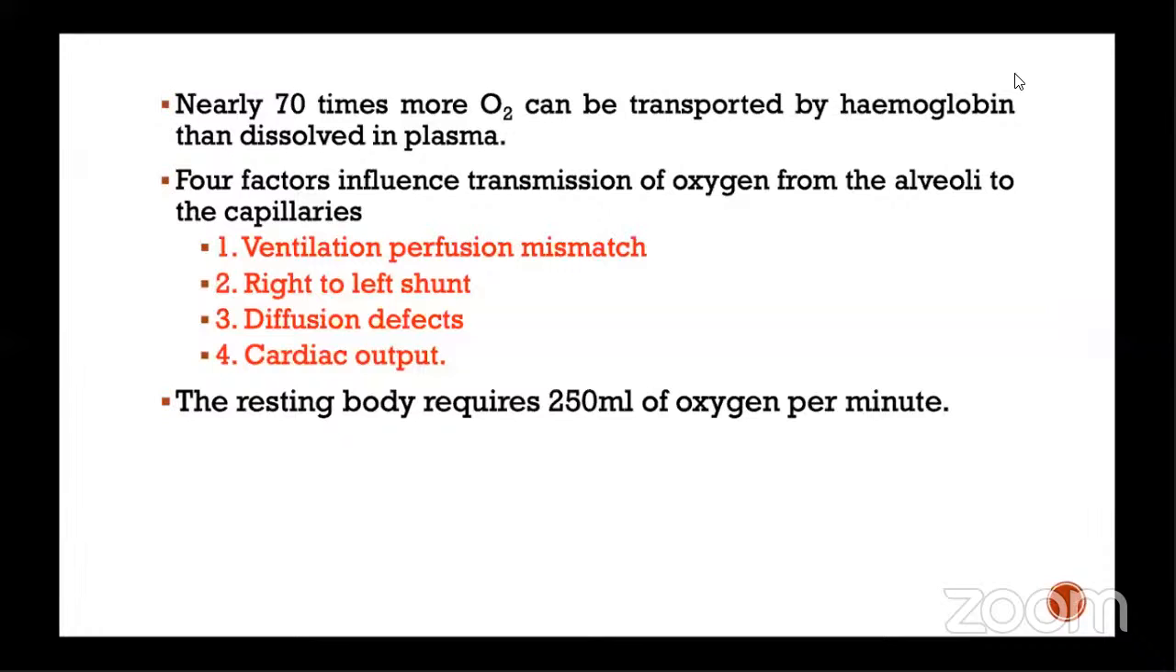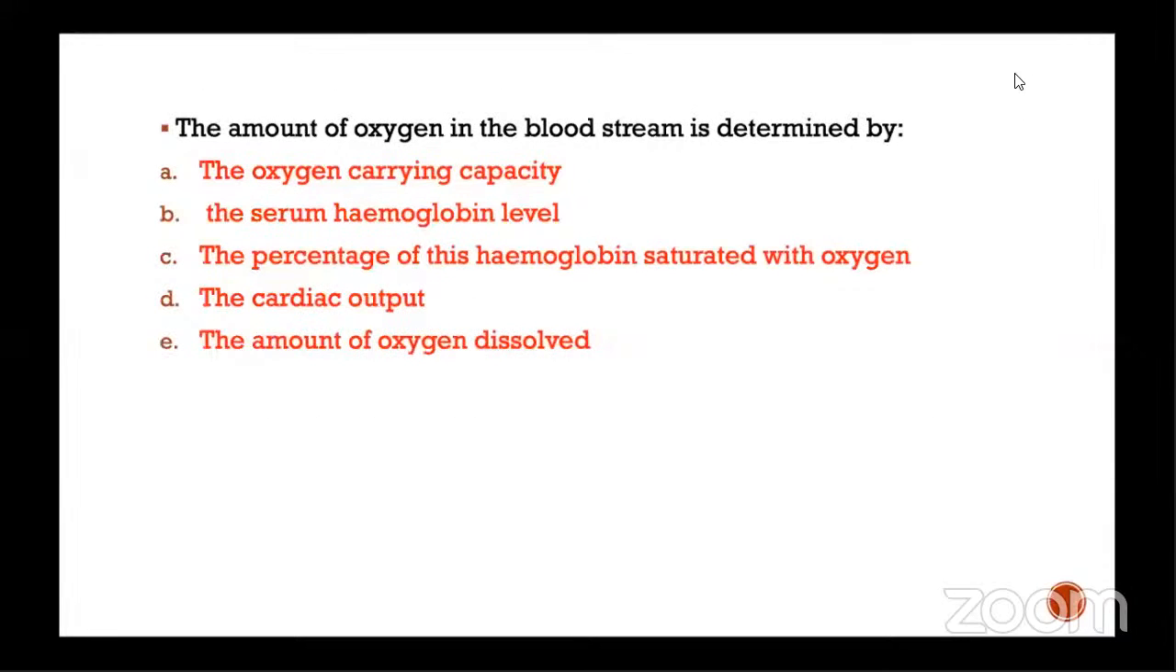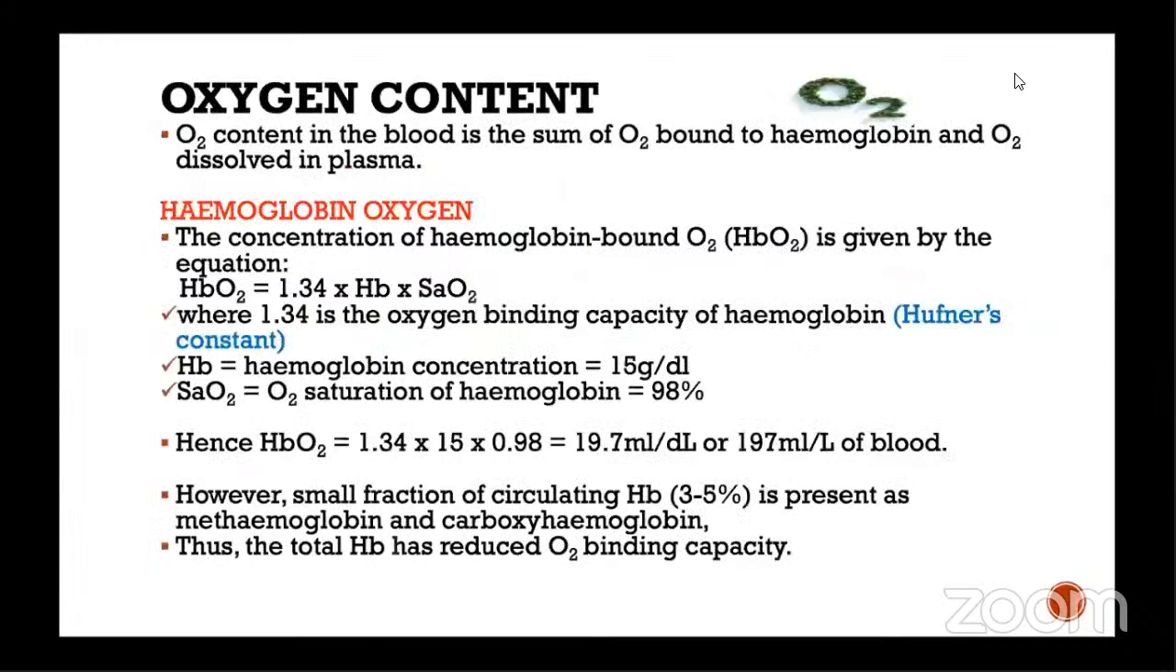But there are factors that can influence that. One is ventilation perfusion mismatch, diffusion defects, and cardiac arrhythmia. The body requires about 250 mL of oxygen per minute. The amount of oxygen in the blood is determined by the oxygen carrying capacity, the serum hemoglobin level, the percentage of this hemoglobin saturated with oxygen, the cardiac output, and the amount of oxygen dissolved.